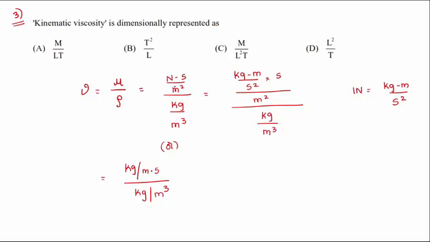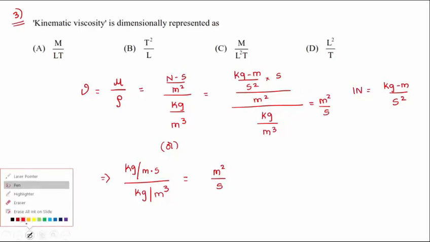Mu, Newton second per meter square or Pascal second. Newton is kg meter per second square into second by meter square. On simplification you need to get the answer, or else if you simplify in this way, we write dynamic viscosity units as kg per meter second. If you do in this way also, you need to get an answer of meter square per second. Here also you'll get meter square per second. Anyway, you need to get the same answer.